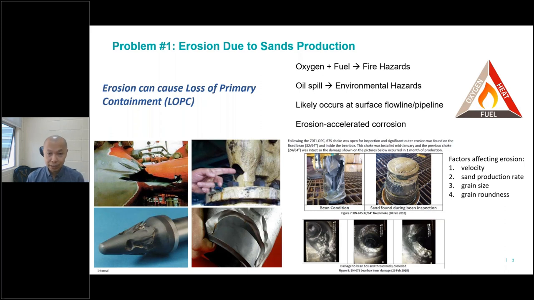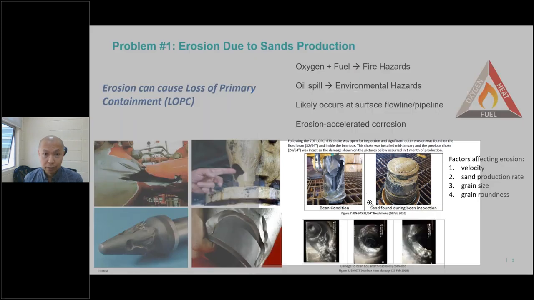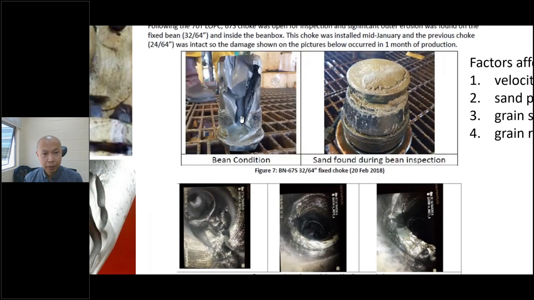Okay. So this is an example. Let me zoom in here. Right. This is a bean from a choke, which is the device that we use to control the production. This is how bad the bean condition can be. Just bear in mind, this bean is made of metal, or some of them are made of tungsten carbide. Yeah, but they cannot survive in the presence of sand at high velocity.